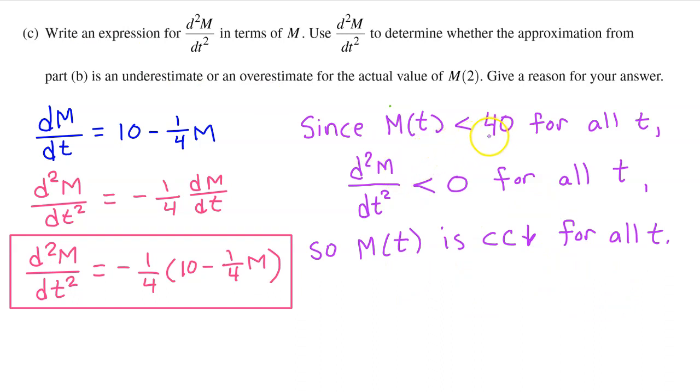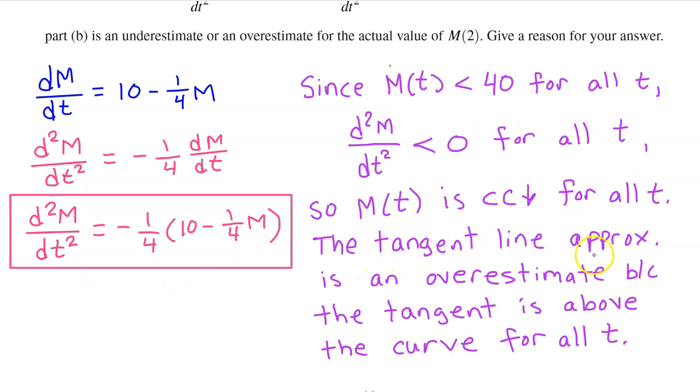Since m of t is less than 40 for all t, the second derivative is negative for all t, so m of t is concave down for all t. The tangent line approximation is an overestimate because the tangent line is above the curve for all t.